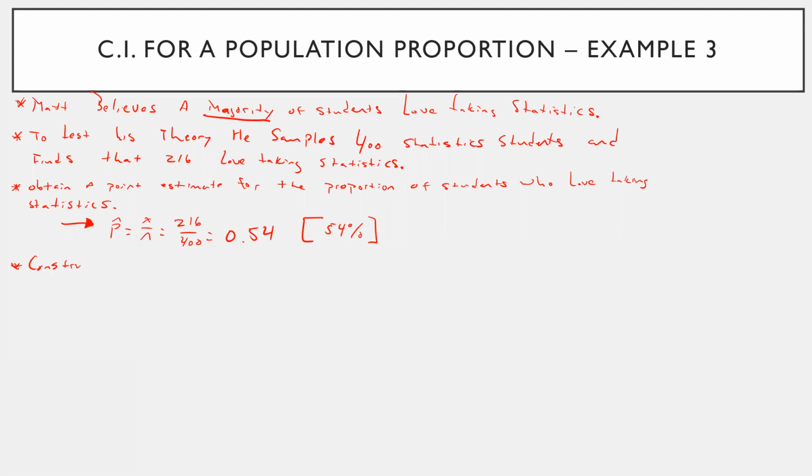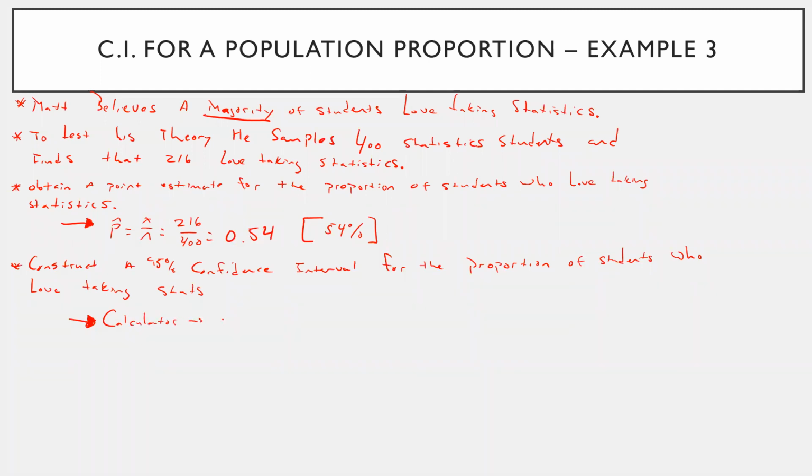Okay, so let's construct a 95% confidence interval now for the proportion of students who love taking stats. Okay. What's the easiest thing to do here? Calculator or by hand? Calculator.